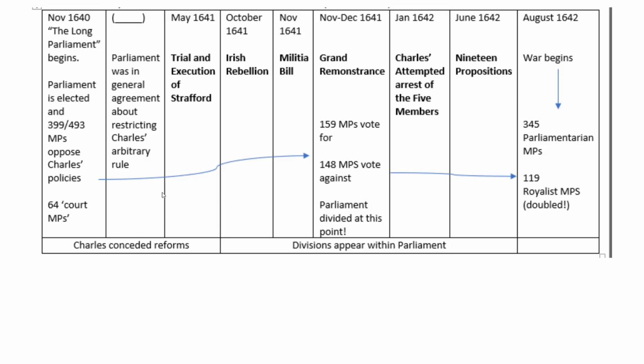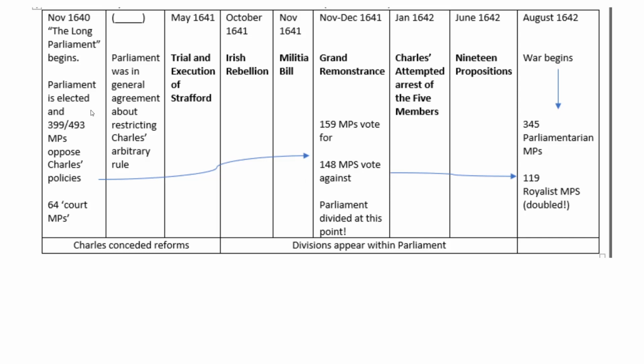And as you see with this blue arrow here, by the time we get to the Grand Remonstrance in November 1641, we have a split, a really quite significant split, right down the middle in the House of Commons. Parliament is divided. And you'll see here also the key events. So we've got the trial of Strafford, the Irish Rebellion, the Militia Bill, and various other things. We'll get into them in more detail later on.